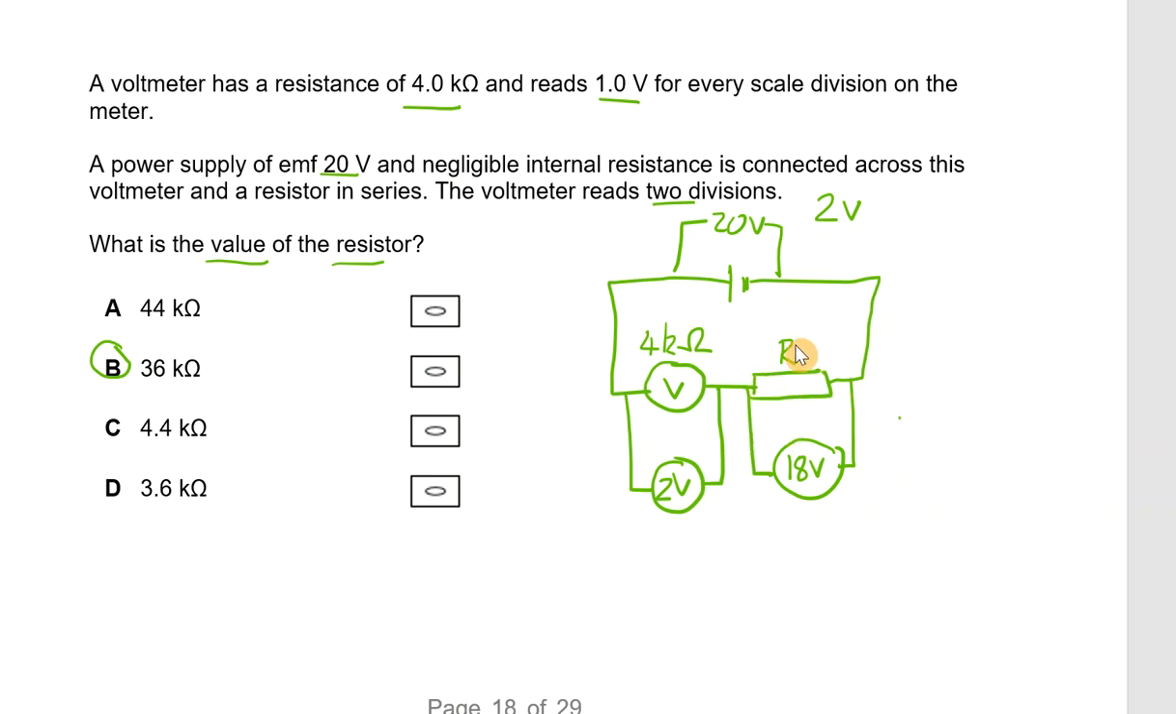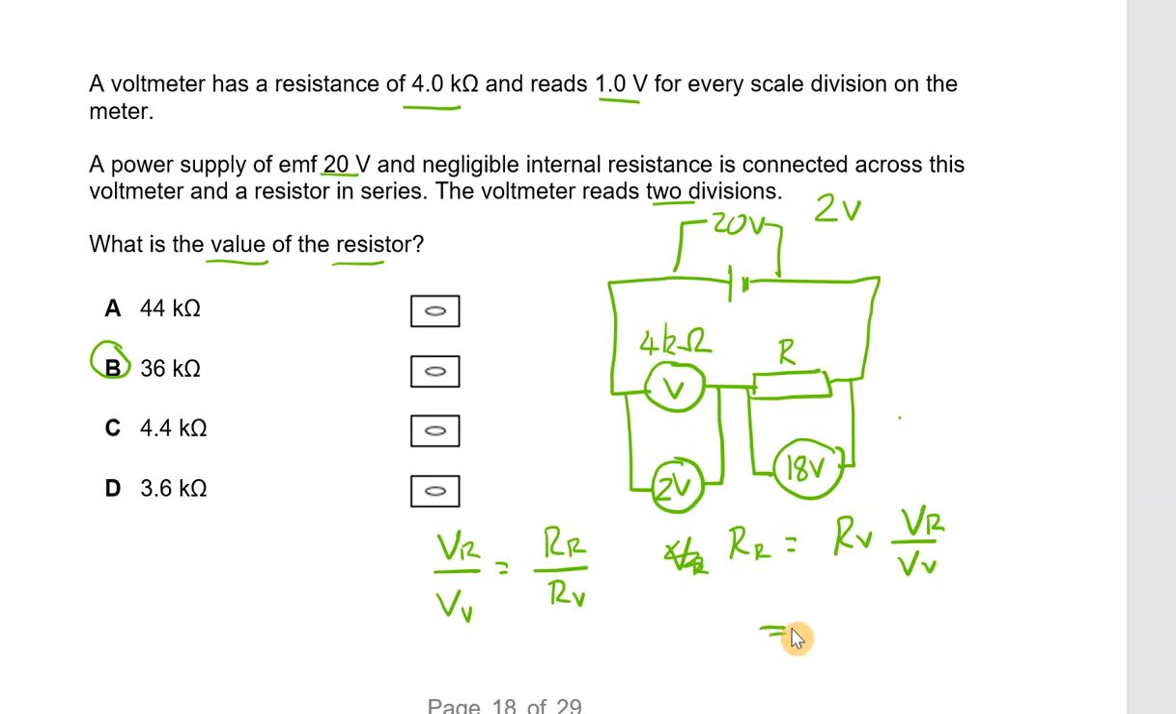Okay, so what we should know is that the ratio of potential difference across components is equal to the ratio of the resistances of the components. So we could say the potential difference across the resistor over the potential difference across the voltmeter is equal to the resistance of the resistor over the resistance of the voltmeter. Rearranging, we get the potential difference, but that isn't what we're after. We're after the resistance of the resistor, which is equal to the resistance of the voltmeter multiplied by the potential difference of the resistor over the potential difference of the voltmeter.